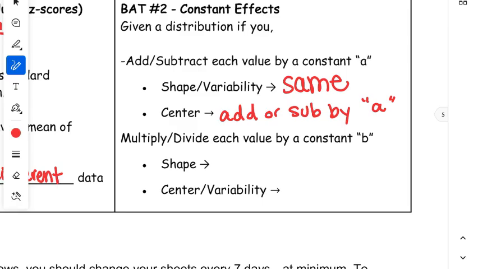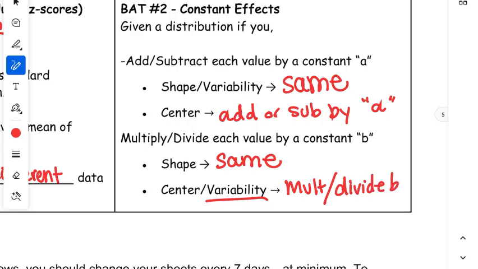Multiplying and dividing each value by a constant. So whenever we went to the dot plot of C, we divided by the 10. And when we divided by the 10, the shape stayed the same. But the variability changed. Multiply or divide by that constant b. So in our case, it was dividing by 10. And so the variability changed, which made that x-axis change, which made our standard deviation 1 at that point.